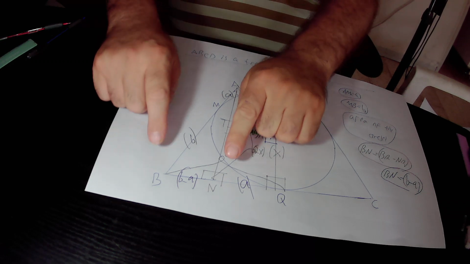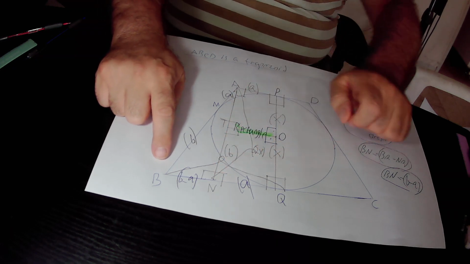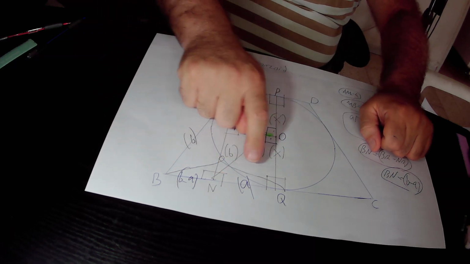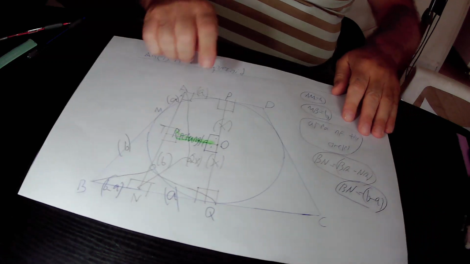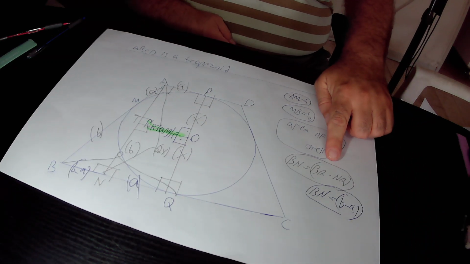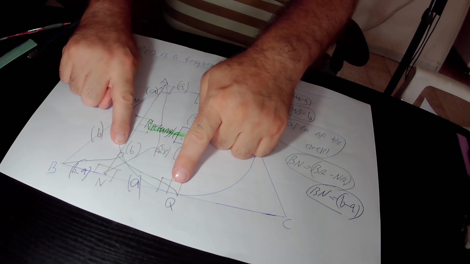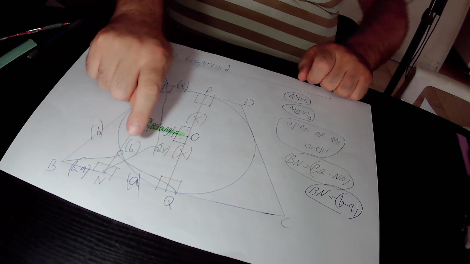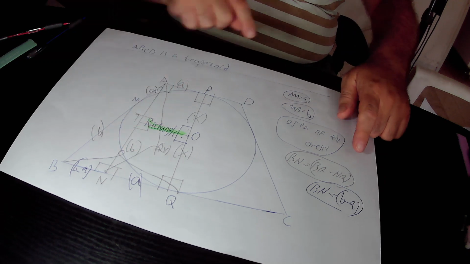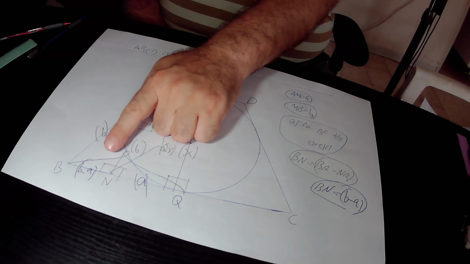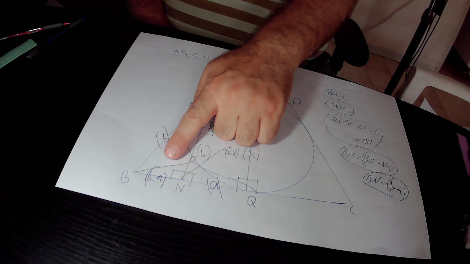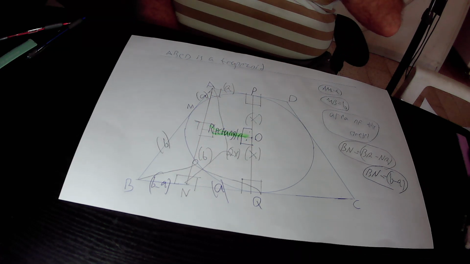What is the length of the missing line segment BN? BN equals BQ minus NQ. BQ is b, minus NQ, NQ is a. So in total, BN equals b minus a units in its length.